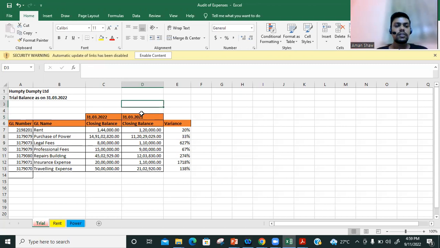Now starting with the first ledger, so you get an idea how I am proceeding. The first ledger is of rent. 1,44,000 is this year's balance, and last year it was 1,20,000. So there is a variance of 20%. Now I can select this ledger to check, depending on the materiality and the variance threshold which I've kept, or I cannot check it also. It is totally our judgment.